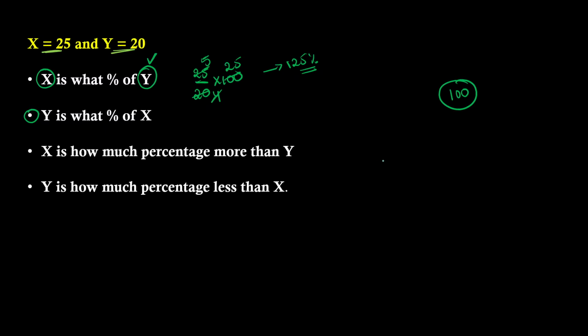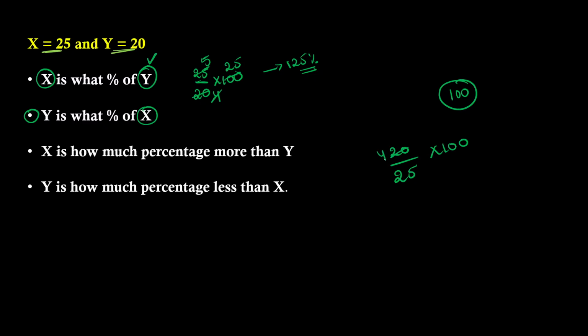Y is what percentage of x? So we are calculating y on x. X is the base value here. So x should be the denominator and y should be the numerator, and this should be multiplied by 100. So it's 20 by 25 multiplied by 100.